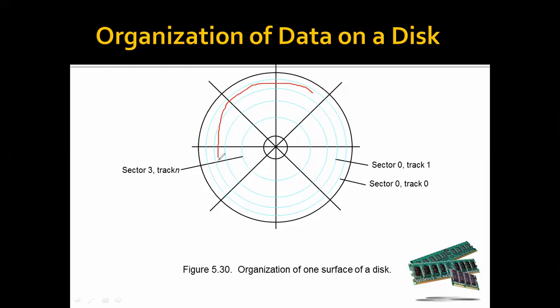So this circular one is a track. In this way all the tracks are there like this. In all the tracks, these are sectors. That means the total disk is divided into a number of tracks, and the tracks are divided into sectors. So all the data will be stored like this.